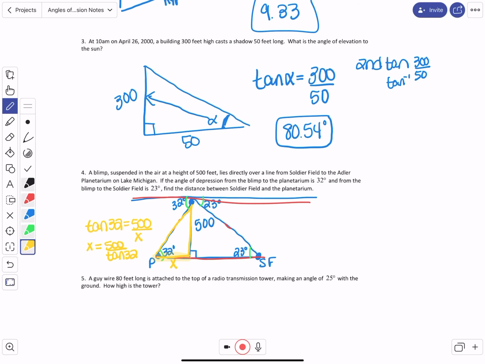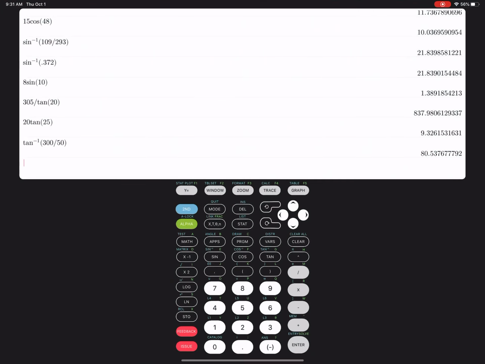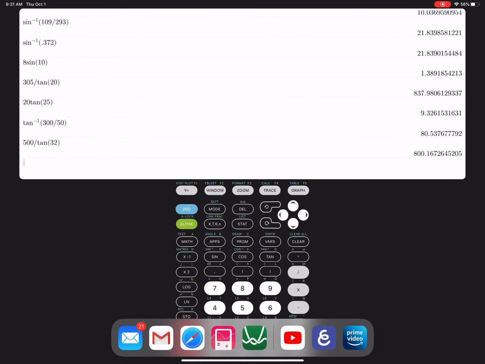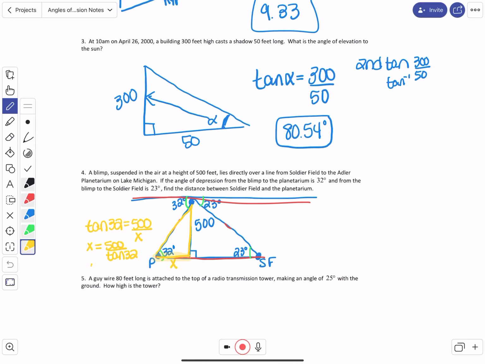So x equals 500 over tangent of 32. Okay, so 500 divided by tangent of 32 is going to be 800.17. Actually, let's just round it to a whole number for right now. We'll keep it simple. So rounded to the nearest whole number is 800. Okay. So x is 800. So this side right here is 800.